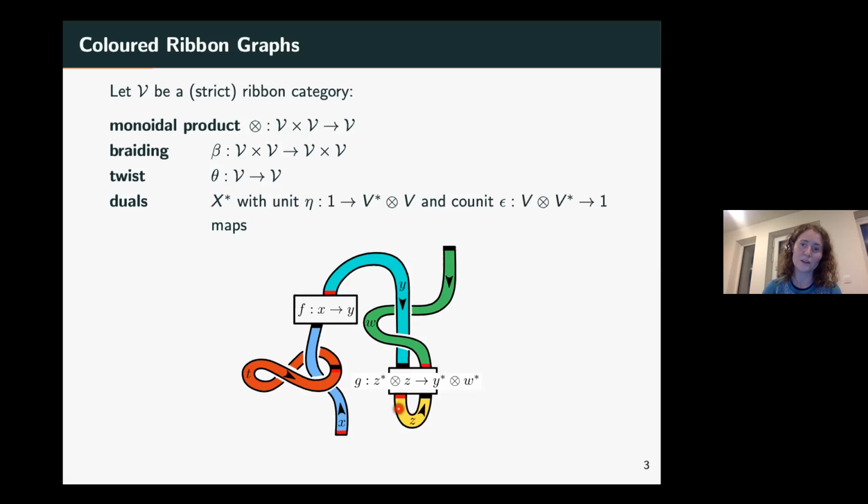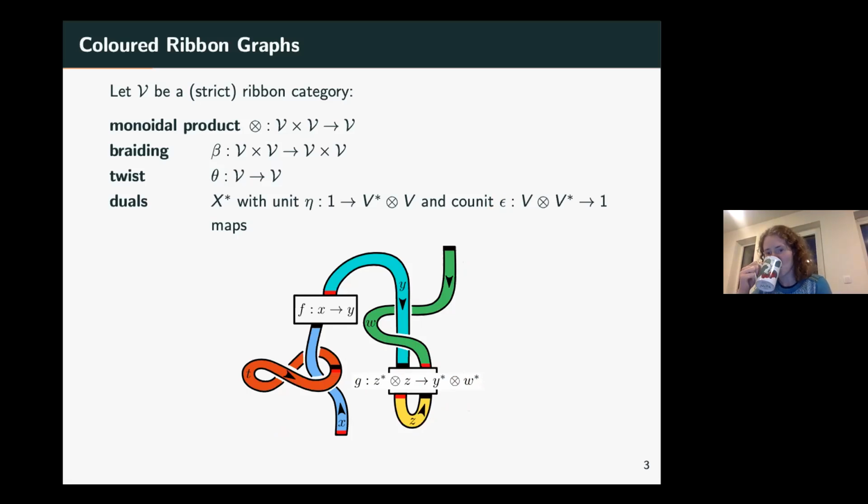So this would be Z joule, so for this bit, Z for this bit, and it goes out to the joule of Y and the joule of W. And so this is a choice of a morphism which has the right domain and codomain. And so if you choose one of these things, these are called a colored ribbon graph.